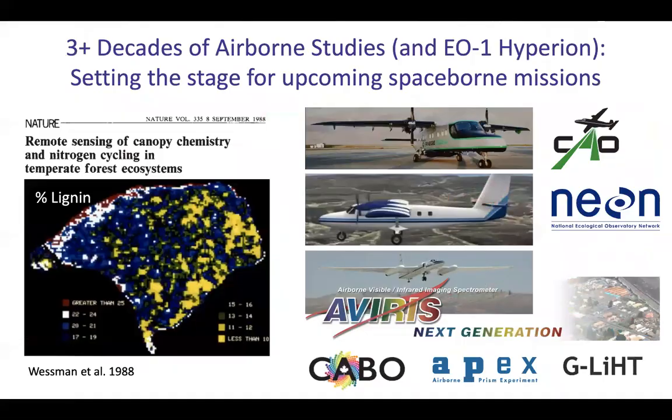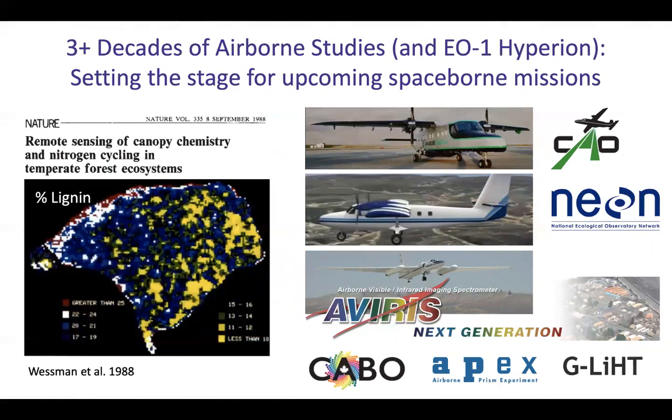So we have about 3+ decades now of airborne studies that have shown that we can use hyperspectral remote sensing to get at these ecosystem characteristics. It started with landmark research by Carol Wessman at a place called Blackhawk Island, which is in Wisconsin. It was work done with John Aber, who subsequently went to the University of New Hampshire from the University of Wisconsin, with the predecessor to AVIRIS.